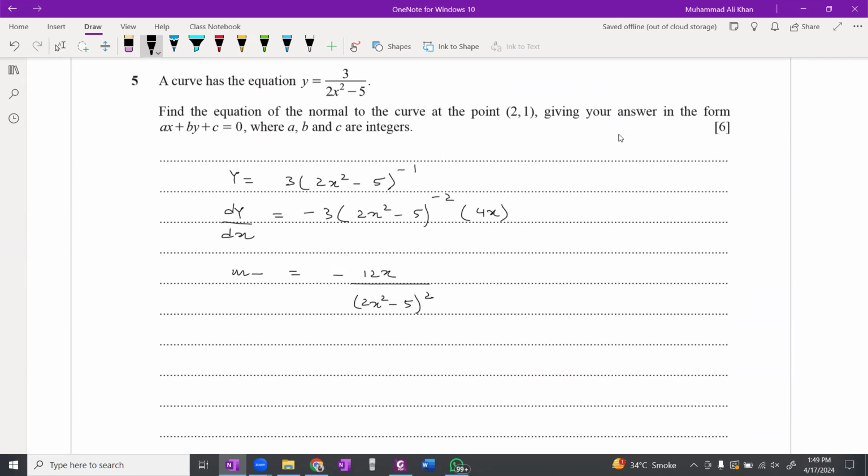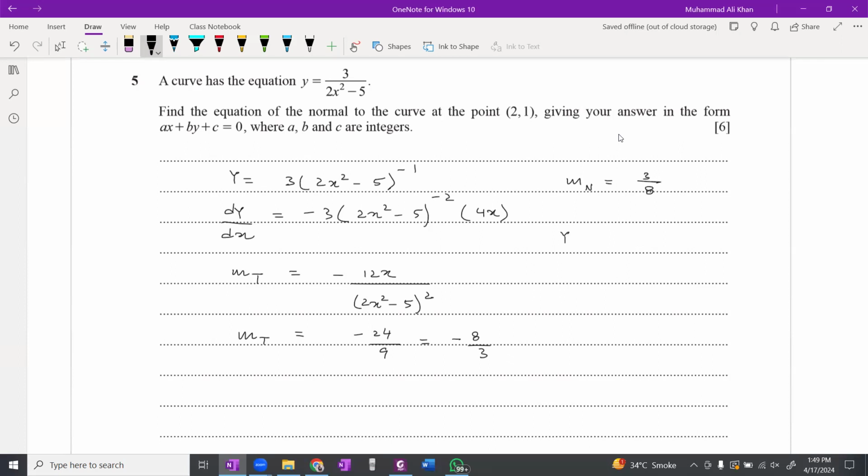And this is called the gradient of tangent. So what is the gradient of tangent? When we substitute 2 at the place of x, by using your calculator, it will be minus 24 over 9. And finally, it is minus 8 over 3. This is the gradient of tangent. Therefore, the gradient of normal is 3 over 8.